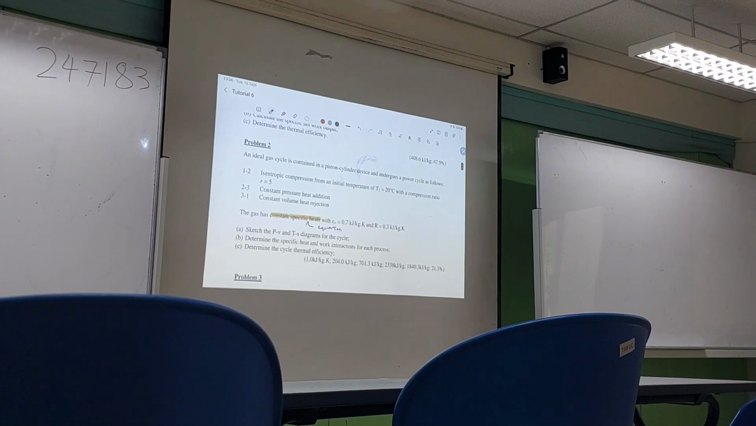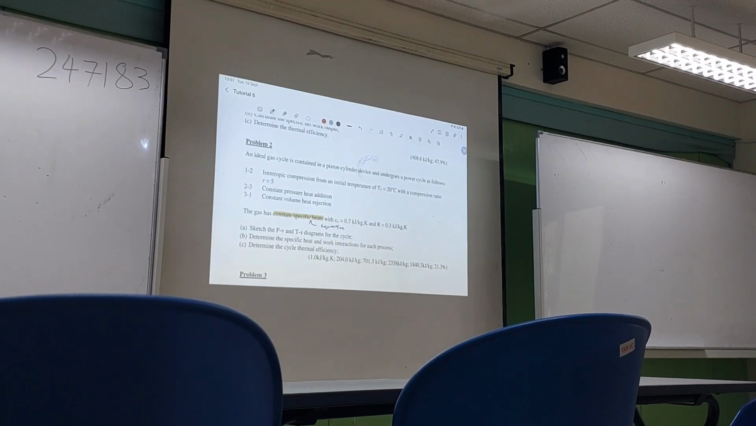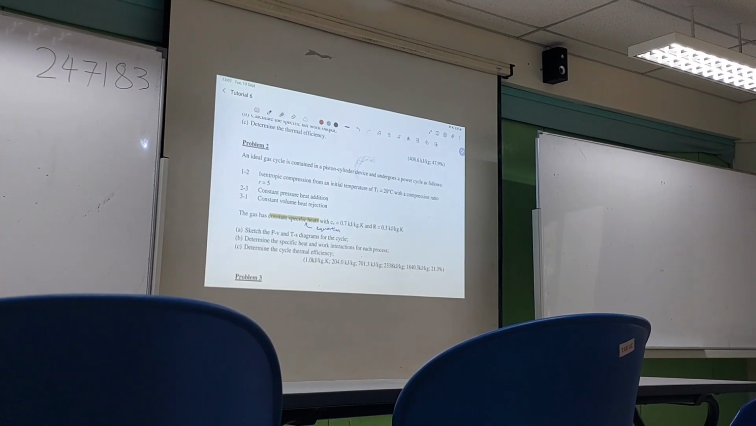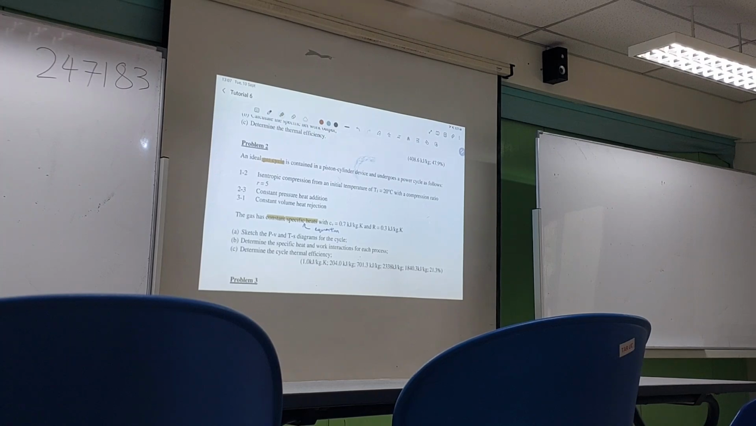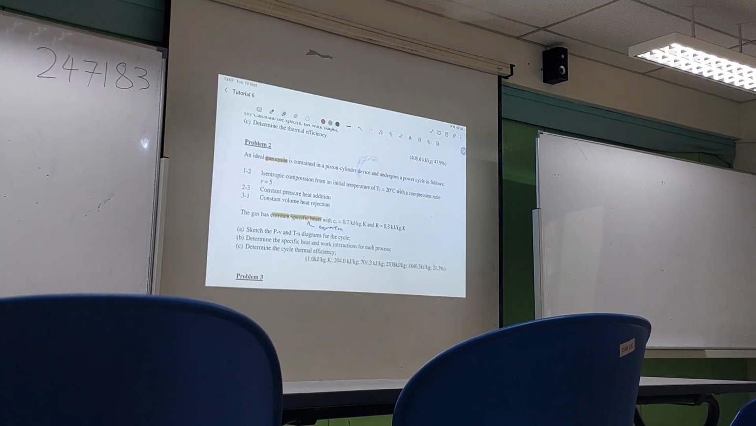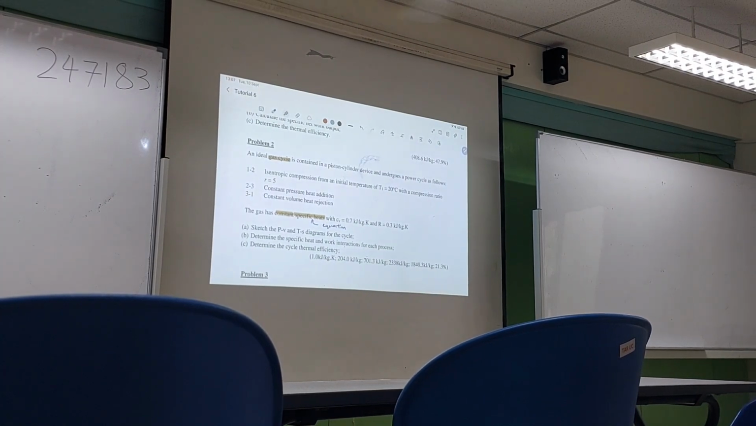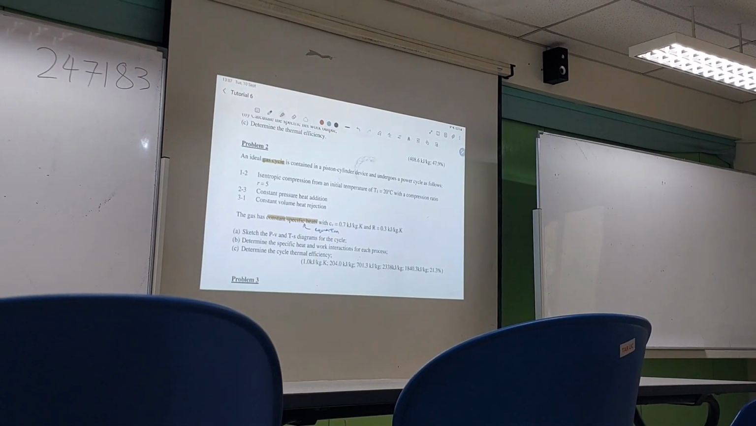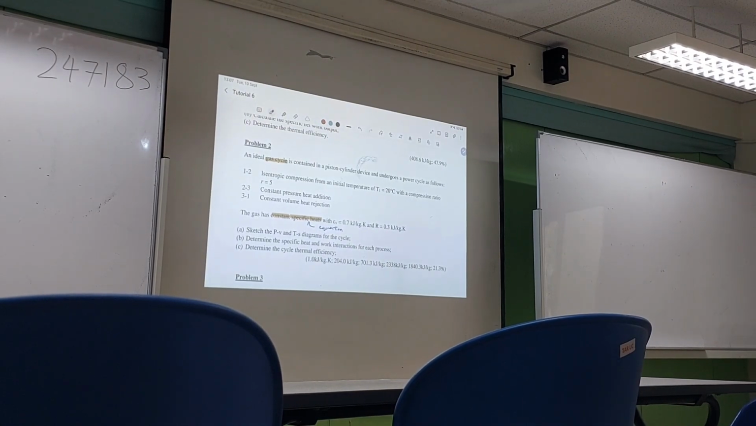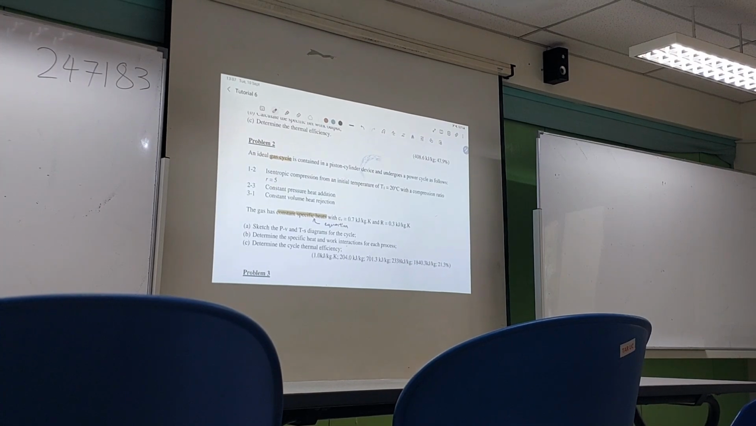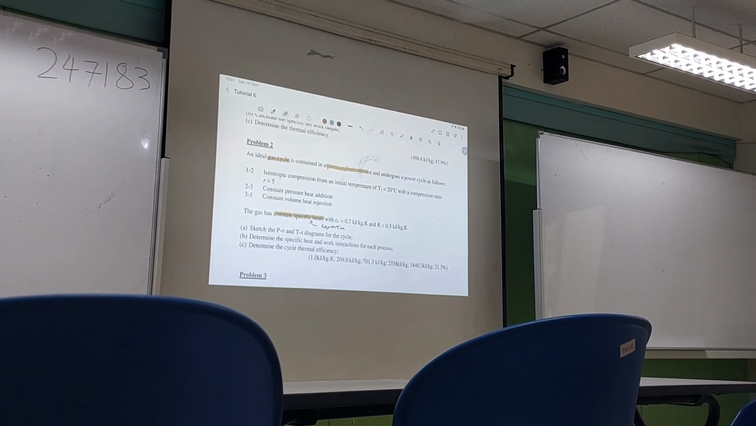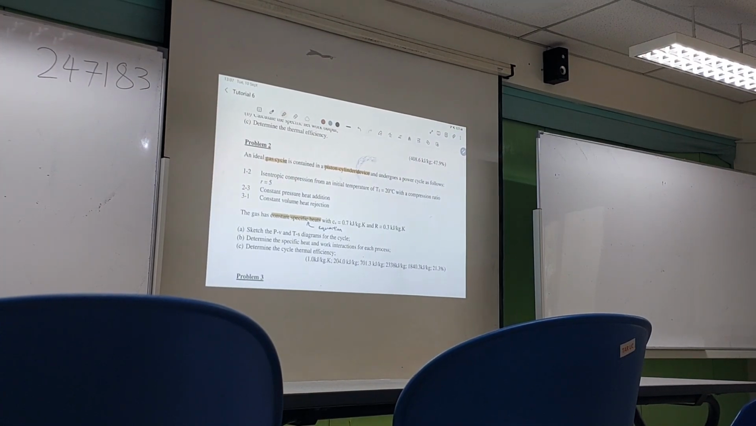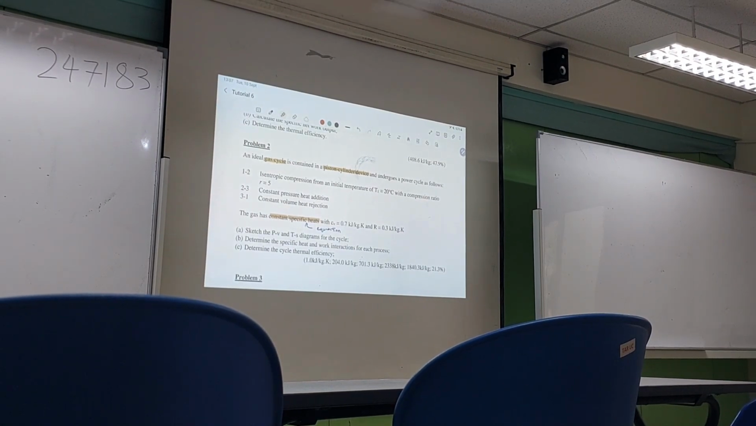Okay, so problem 2 here, we have an ideal gas cycle. So the main thing, this is a gas cycle. For you, you only learn gas cycle first, then after that we learn refrigeration cycle. In applied thermo, we will learn a bit more. So it's contained in a piston cylinder device, so we know that this is a closed system, and it undergoes a power cycle as follows. So we have 3 different power cycles here. We will look at them later.